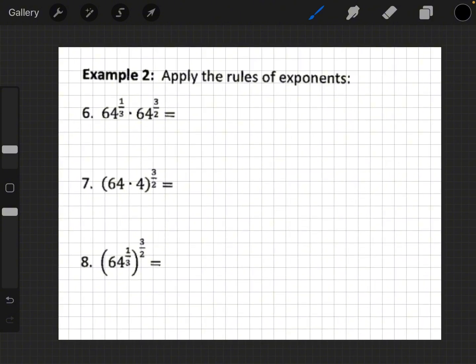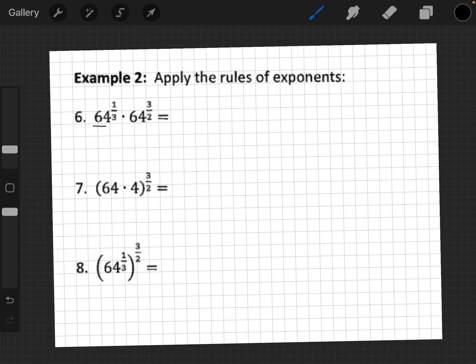Now instead of going through each exponent individually, we're going to go through the same questions, but this time using the rules of the exponents. So for the first one, we'll notice that this base is the same, and we're multiplying. So when the base is the same and we're multiplying, we can actually add these two exponents. So we have 64 to the power of 1/3 plus 3 over 2.